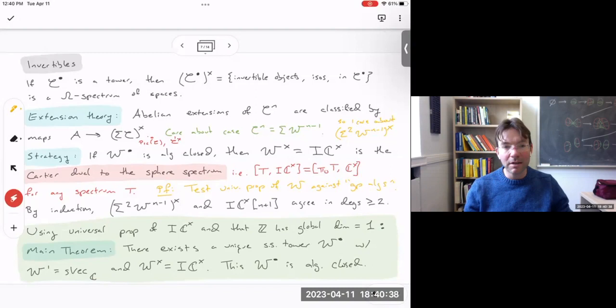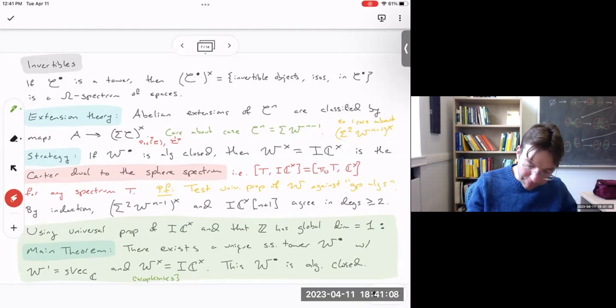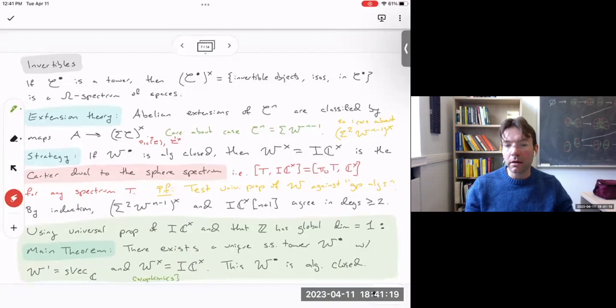I want to pause a moment and mention that the question of building something with these two properties was originally posed by Mike Hopkins. I should have given Hopkins' name. So Hopkins had asked, maybe 15 years ago, Mike Hopkins asked for some tower of categories which had super vector space at the top and IC cross worth of units. Mike didn't know about semi-simple towers yet. That notion hadn't been invented yet.